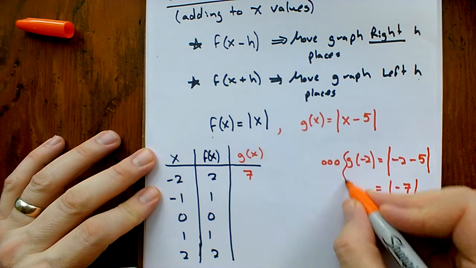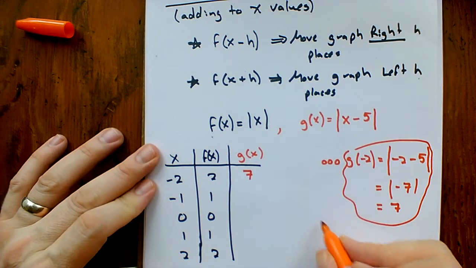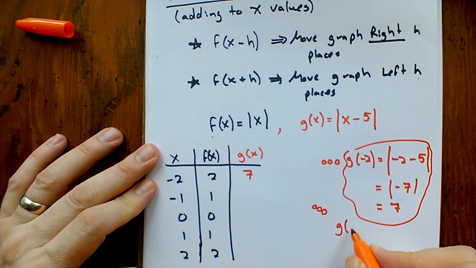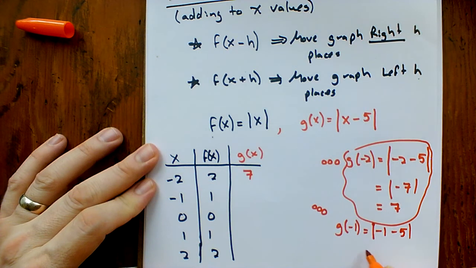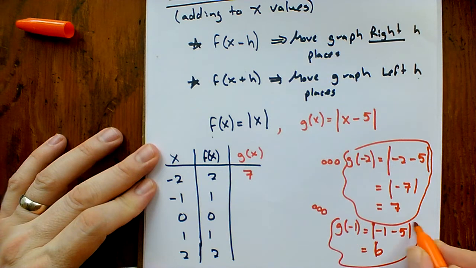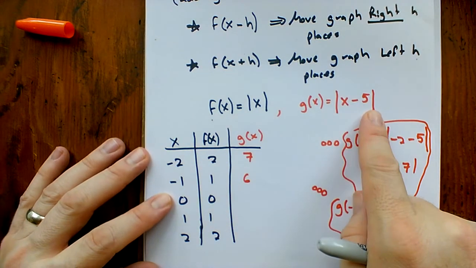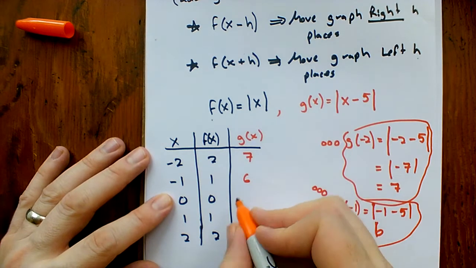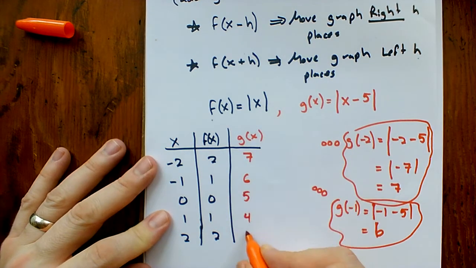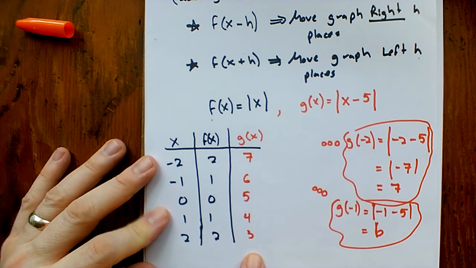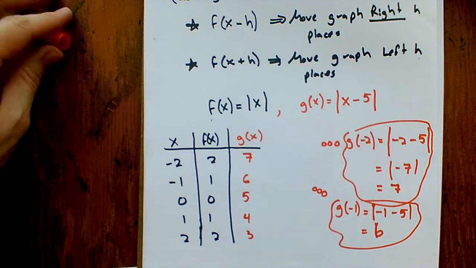Well, let's see what happens when I continue this trend. Let's take a look at what happens when I do g of negative 1. Well, that's going to be negative 1 minus 5. That's the absolute value of negative 6, which is just 6. Oh my gosh. Absolute value of 0: 0 minus 5 is going to be negative 5. The absolute value of negative 5 would be 5. 4, 3. And what happens is this entire thing has gotten shifted to the right 5 places.